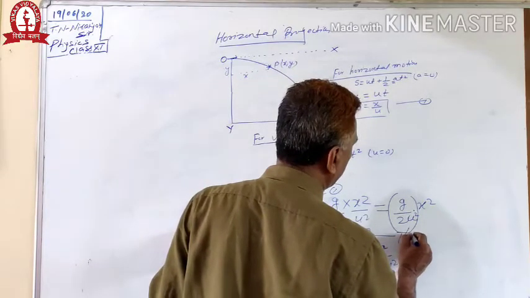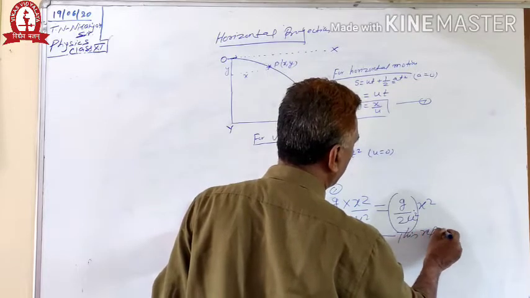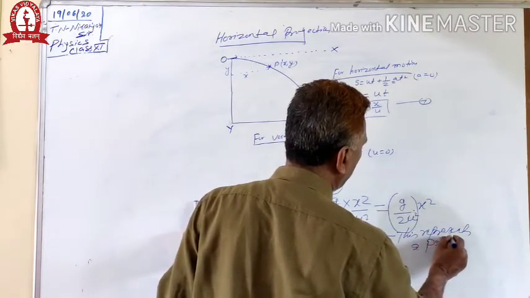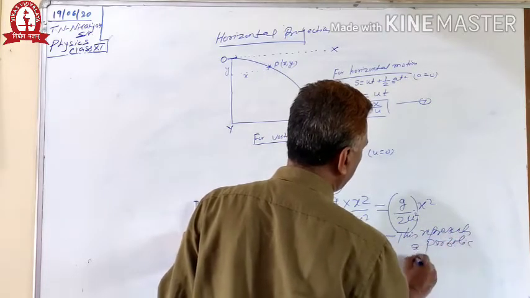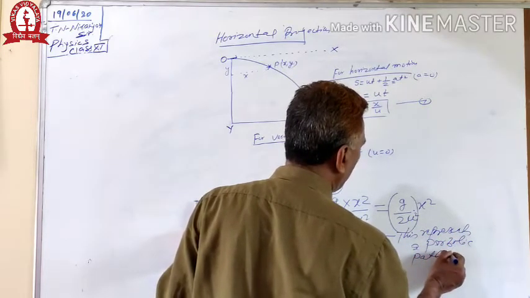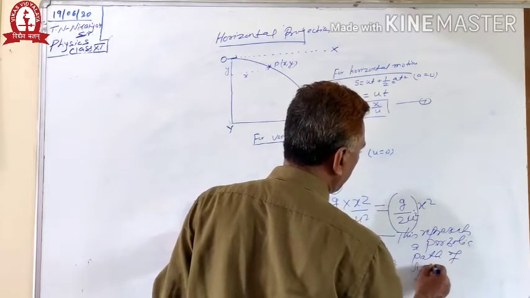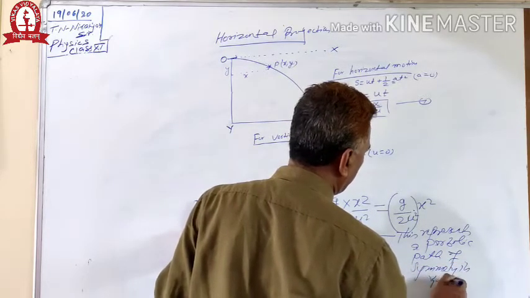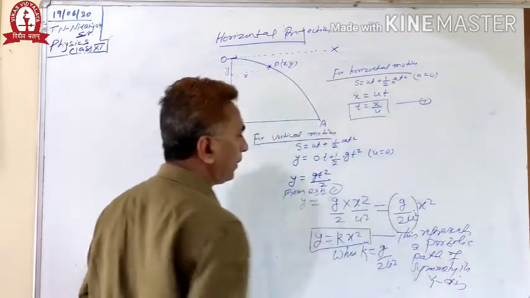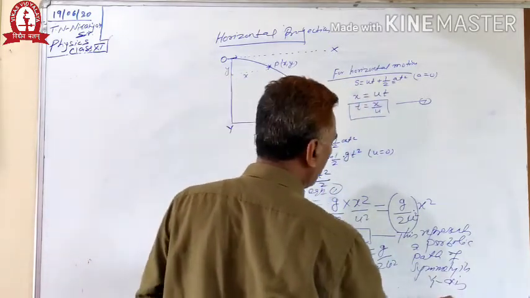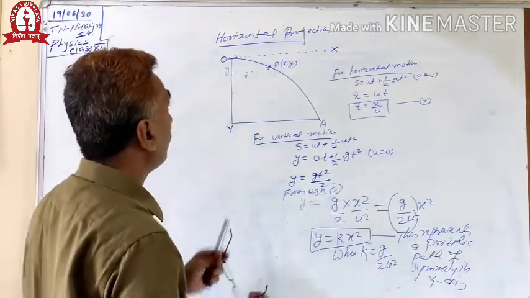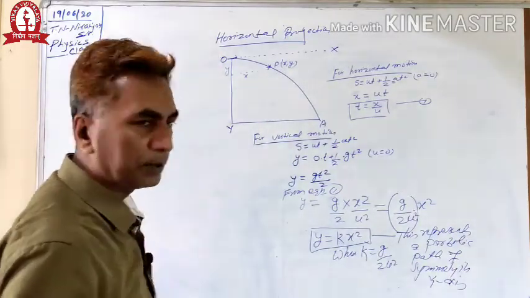This represents a parabolic path, symmetric about the y-axis, because this is the equation of a parabola. This is all about the equation of horizontal projection. You note it down.